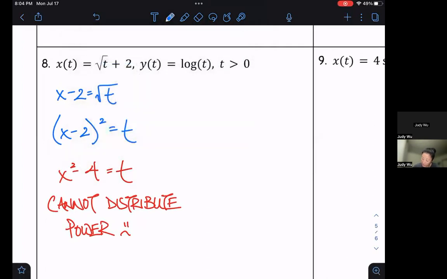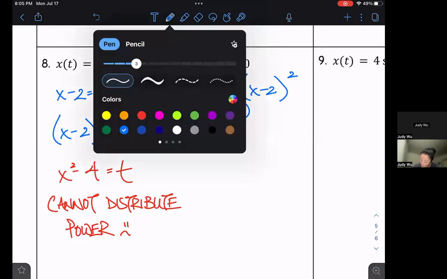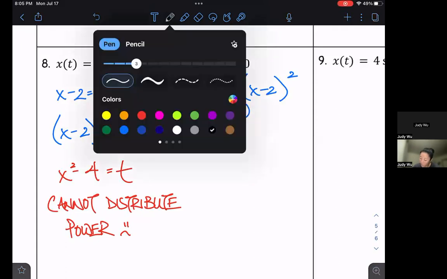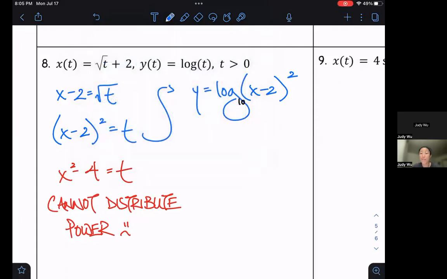All right, let's take this, plug it into our other equation. Y equals log of x minus 2 squared, okay? Now, we just did the log unit, right? So we might remember this is really base 10 here, right? Or if you were like, Judy, we also learned about some log properties, you could write this as y equals 2 log of x minus 2. That would be fine also, okay?